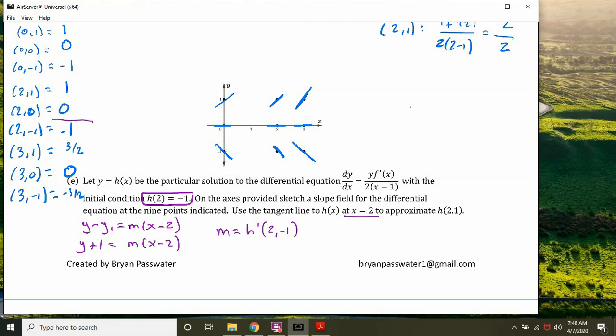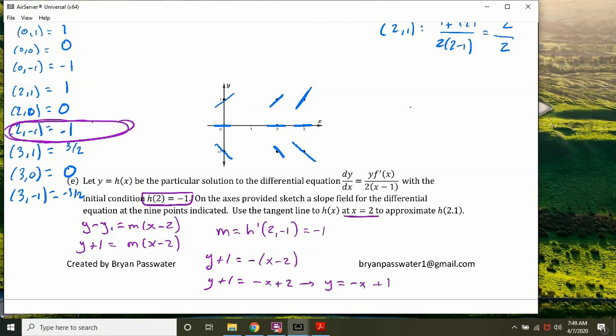If we look at our slopes, I already computed the slope for (2, negative 1). That's negative 1. So the equation becomes y plus 1 equals negative times x minus 2, or y plus 1 equals negative x plus 2, or y equals negative x plus 1. And so to approximate h of 2.1, all we do is plug 2.1 into our tangent line. We should get back negative 1.1.